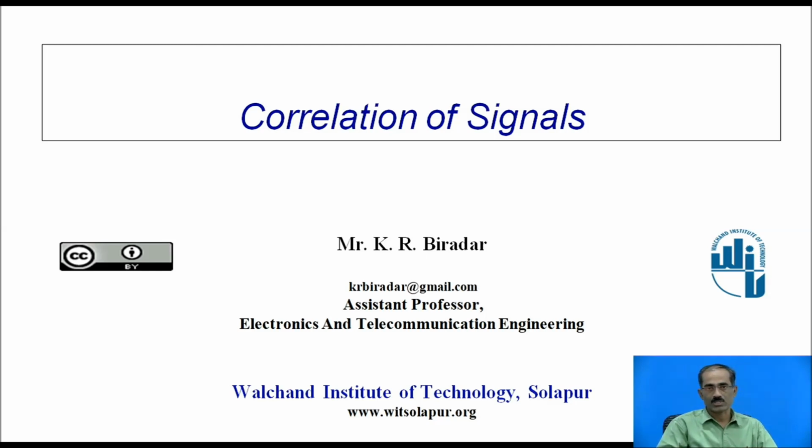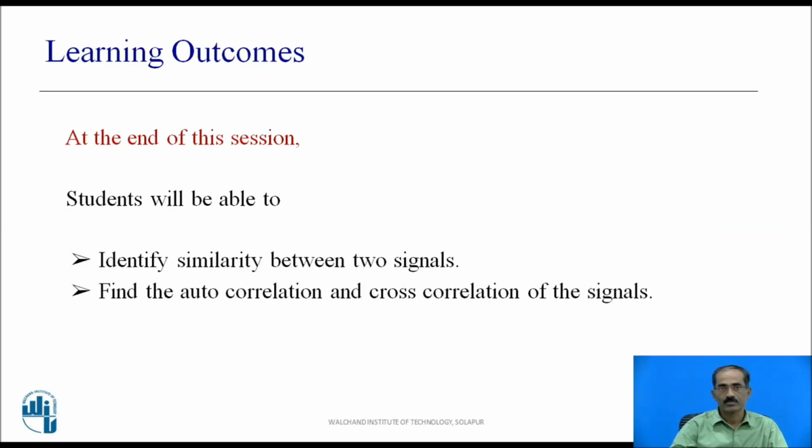Today I am going to discuss the topic called correlation of signals. Let us start with the learning outcomes first. At the end of this session, students will be able to identify similarity between two signals, find the autocorrelation and cross correlation of the signals.